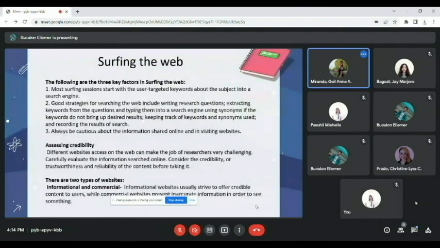Surfing the web. Here are the three factors in surfing the web. First, most surfing sessions start with the user typing targeted keywords about the subject into a search engine. Second, good strategies for searching the web include writing research questions, extracting keywords from the questions and typing them into a search engine, using synonyms if the keywords do not bring up desired results, keeping track of keywords and synonyms used, and recording the results of the search. Third is to always be cautious about the information shared online and in visiting websites.